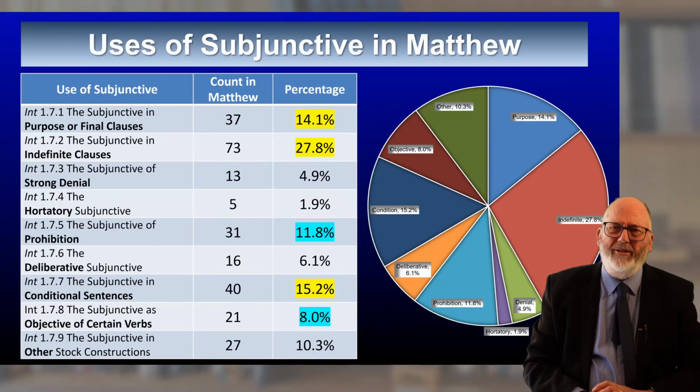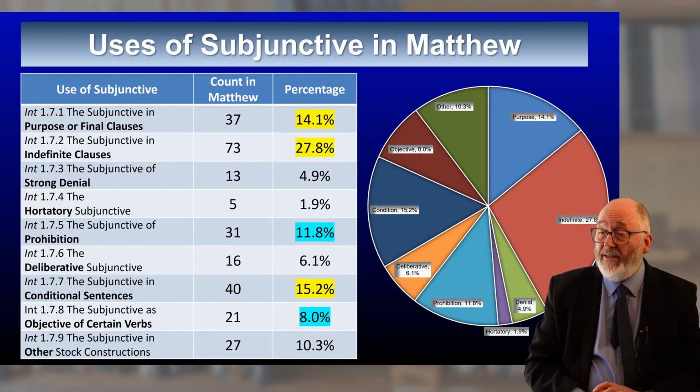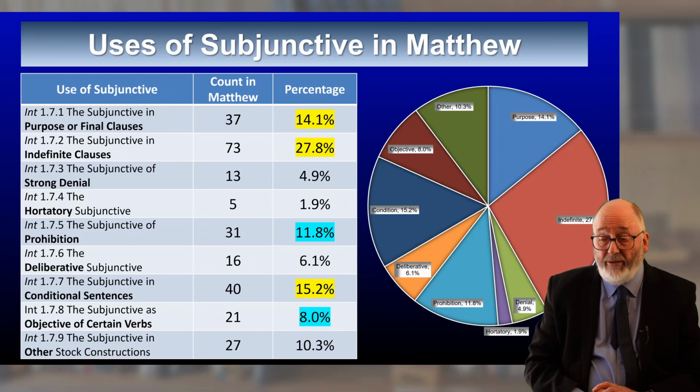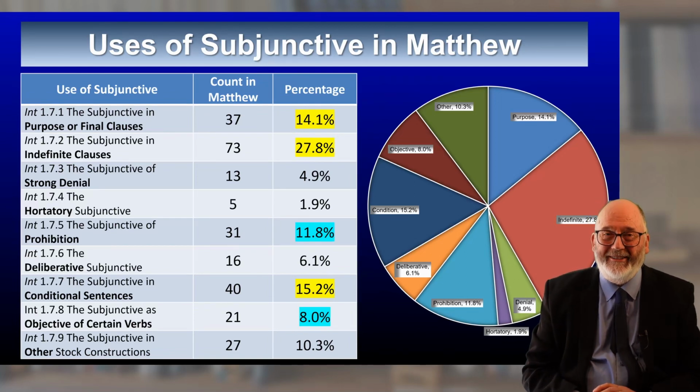In fact, when we look at the way the subjunctive is used across the New Testament, we will see that it's used in purpose clauses. Sometimes these are called final clauses. It's used in indefinite clauses, in strong denial, in hortatory clauses, in prohibitions, to make a deliberation. It's used in some conditional sentences, and it's used as the objective of certain verbs. We're going to have to explain that, aren't we? And there are other stock constructions as well.